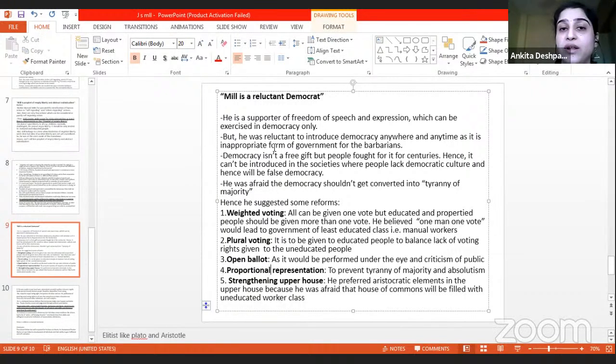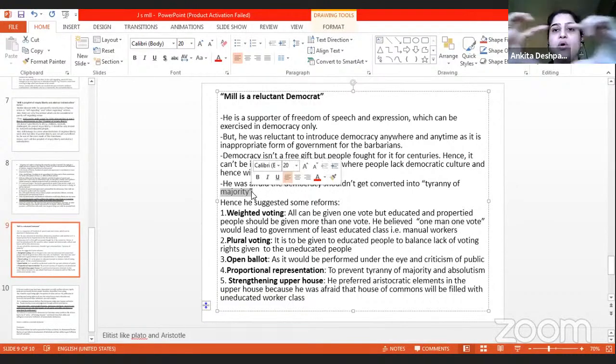So why is he called a reluctant democrat? He is not giving the right to democracy to everybody. He says democracy has to be something that you have fought for. It is not a kind of government for barbarians. Uneducated, immature people cannot deal with democracy. That will be a false democracy. So he says democracy should not get converted into tyranny of the majority. And the majority people are always the lower half of your pyramid.